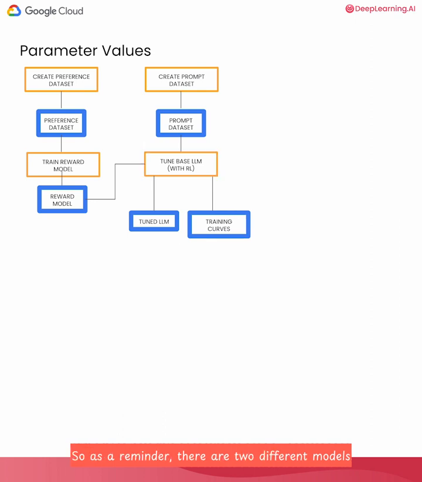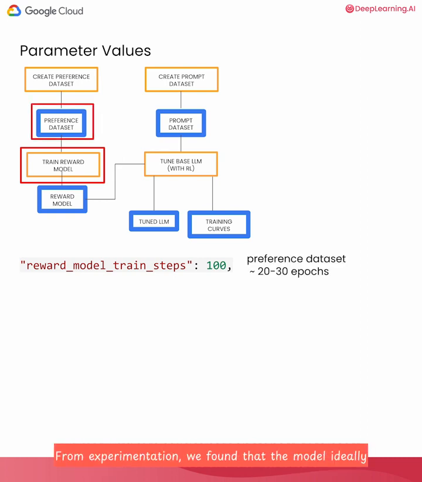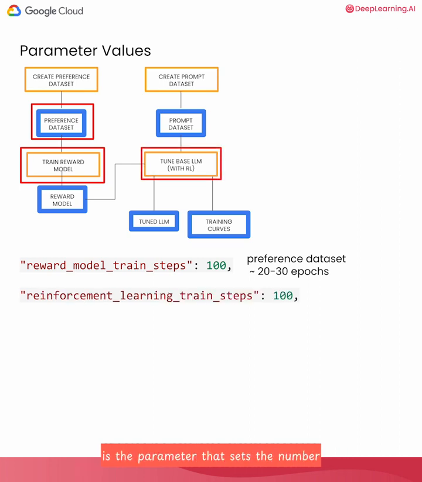So as a reminder, there are 2 different models that get trained in this RLHF process. The reward model train steps sets the number of steps to use when training your reward model. The value to set here depends on the size of your preference data set. From experimentation, we found that the model ideally should train over the preference data set from around 20 to 30 epochs for best results. And then reinforcement learning train steps is the parameter that sets the number of reinforcement learning steps to perform when tuning the base model.